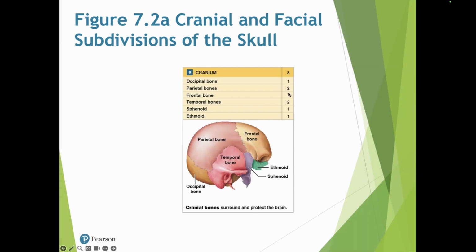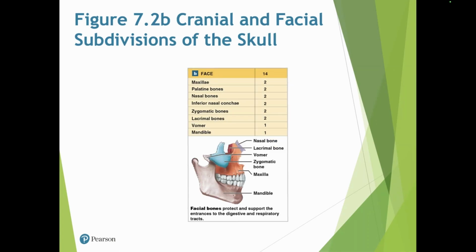So you see the numbers here. Temporal bone, you have one on each side, one right, one left. Sphenoid, the sphenoid bone here, and your ethmoid bone right here. Now, these have very distinct parts to them, but we're going to cover the sphenoid part and the ethmoid part later.